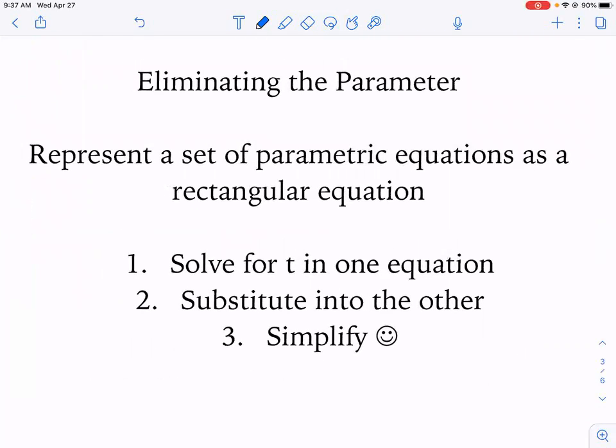It's substitution. We're not solving a system. We're taking two equations and squishing them together. So substitution is the only way to go.